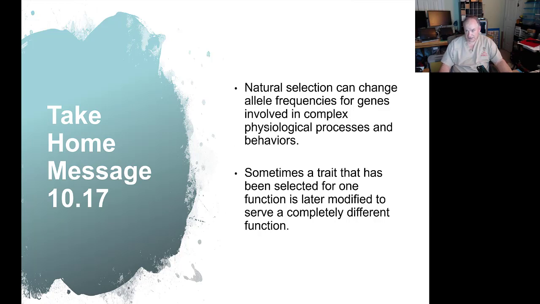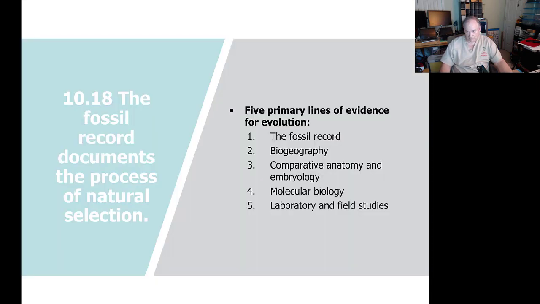Natural selection can change allelic frequencies for genes involved in complex physiological processes and behaviors, like the learning with the rat. Sometimes a trait that has been selected for one function is later modified to serve a completely different function, one that might not have been anticipated.